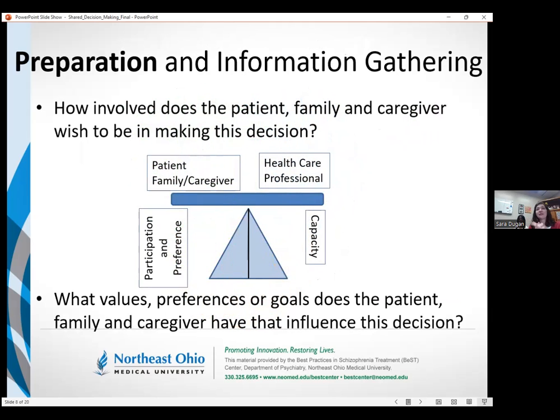Thinking specifically about the preparation and information gathering step, we may skip this or rush this step in many of the decisions that we make.